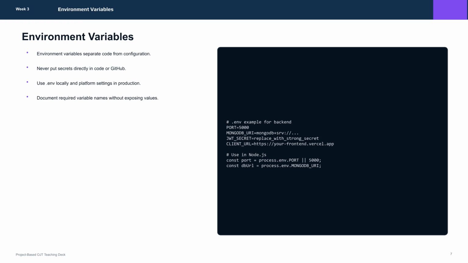Environment variables are essential for separating code from configuration. Never commit secrets directly to code or GitHub. Use .env files locally and platform settings in production. It is important to document required variable names without exposing their values.